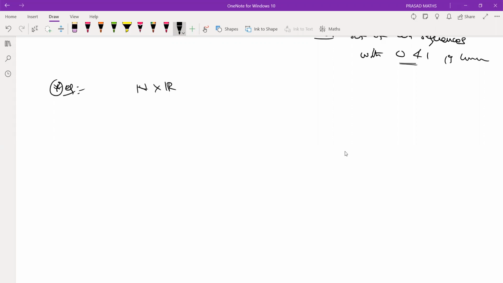So generally what do you do? One method: the cardinality of this is what? Actually the cardinality of N into the cardinality of R. This is nothing but what? Aleph naught into C. This is nothing but C. Therefore it is uncountable. Understand? Yes, sir. The second way is what you do.